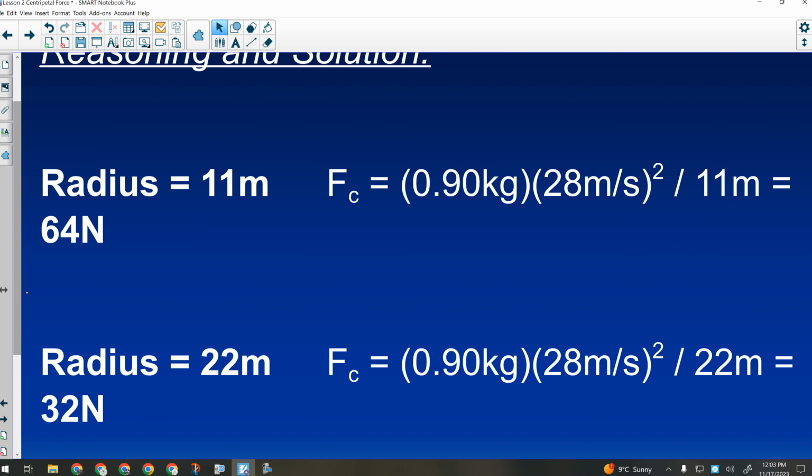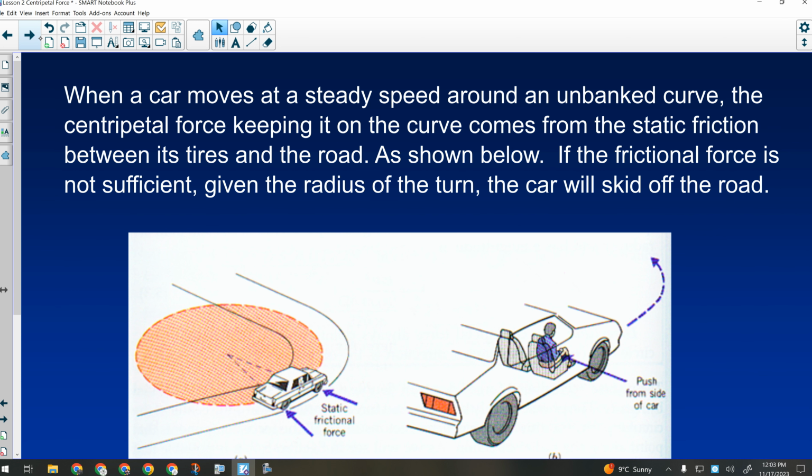Okay. So, going around an unbanked corner, so a corner that is level, like most of the corners in town, what am I relying on to keep me in the circle? Friction. So if friction is what's pushing me back towards the center of the circle, is it providing a centripetal force? It is. This is the vector sum of all forces part of circular motion, deciding what force or forces are acting as centripetal forces. Most of the time it's just going to be 1.